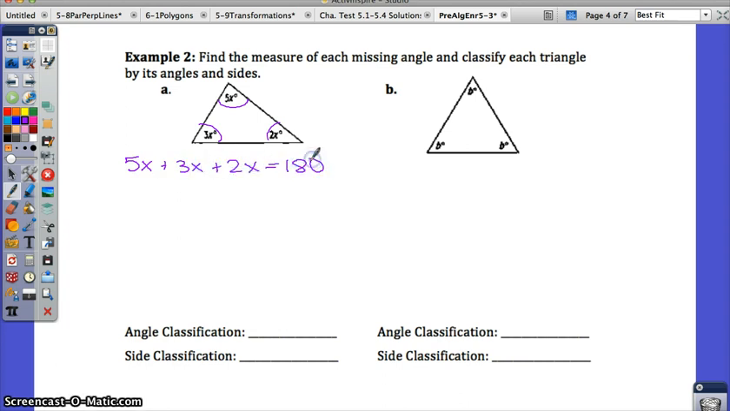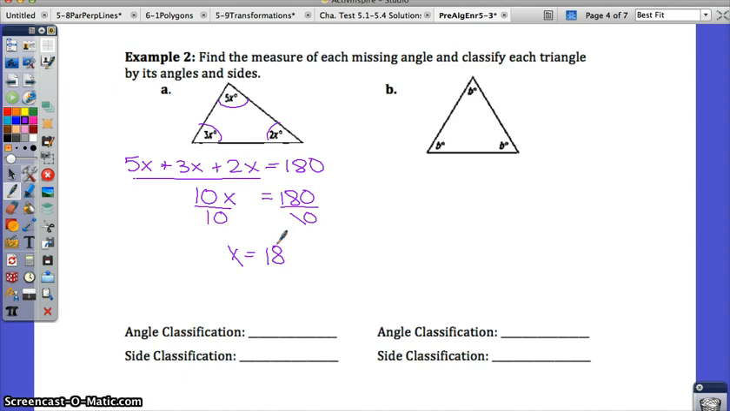Go ahead and solve your equation. All of these are x terms, so you can combine all of these like terms. 5x plus 3x is going to be 8x. 8x plus 2x is going to be 10x. 10x equals 180 degrees. You can solve that by isolating x. And you have x is equal to 18.